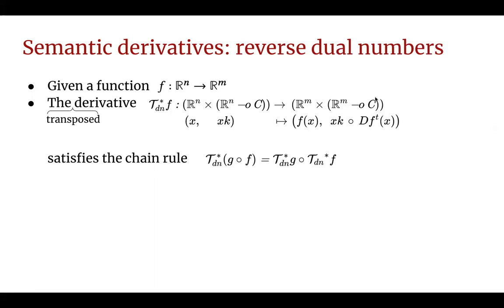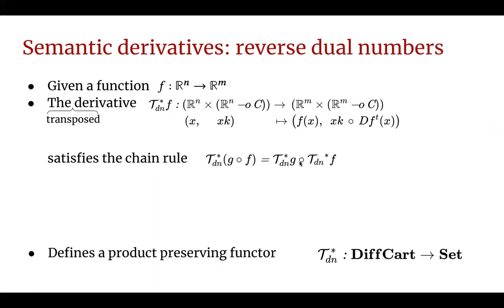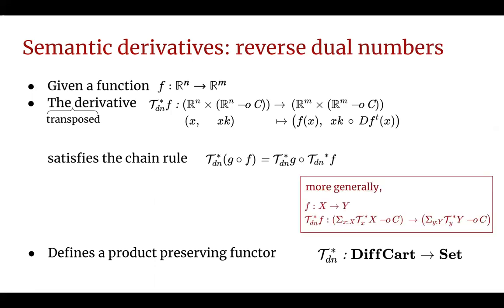So again, this satisfies this very simple chain rule that we saw in the implementation, right? The semantic reverse dual numbers derivative of g composed with f is the derivative of g composed with the derivative of f. So again, we have a very simple functor from diff cart to set. And you can again calculate this is a product preserving functor. And in fact, you can generalize this to the world where we have coproducts. If x and y are coproducts, then this becomes something that goes from a sort of bundle of functions on the cotangent space to another such bundle. And then we get a coproduct preserving functor.